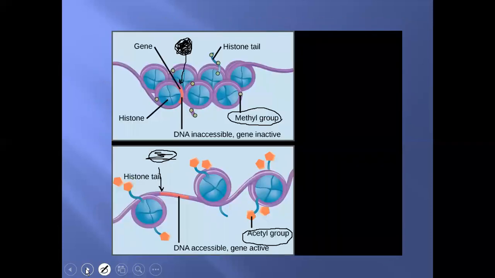But the whole base method is going to come back to this principle of, is the DNA tightly wound or is the DNA loosely wound? Okay. So even hormones are going to control this by, if they want to turn a gene off, adding methyl groups. If they want to turn a gene on, adding acetyl groups.